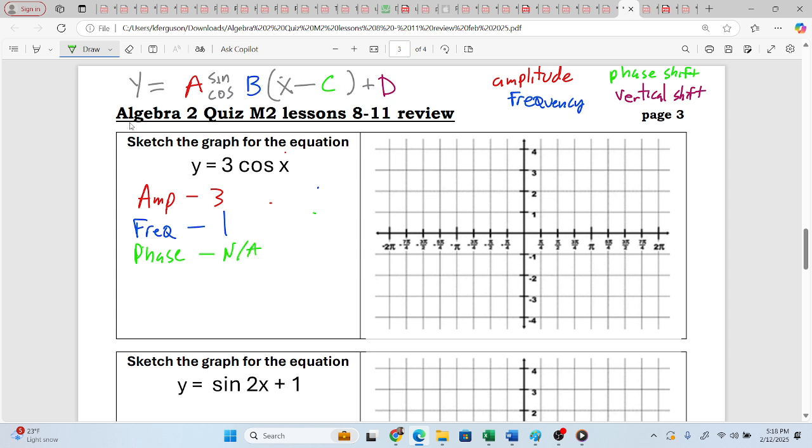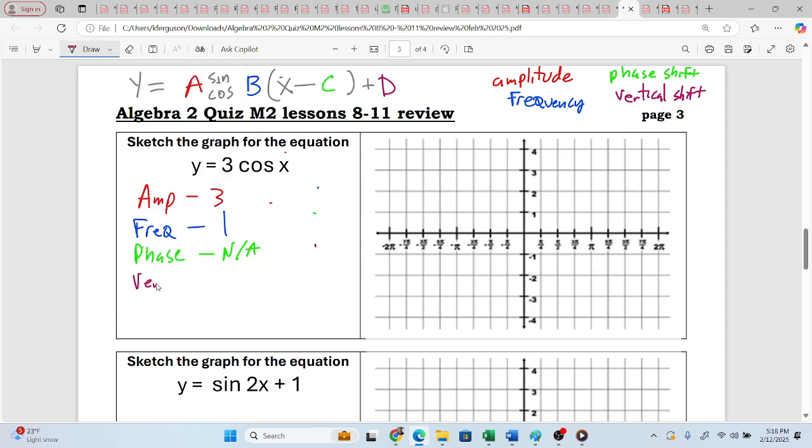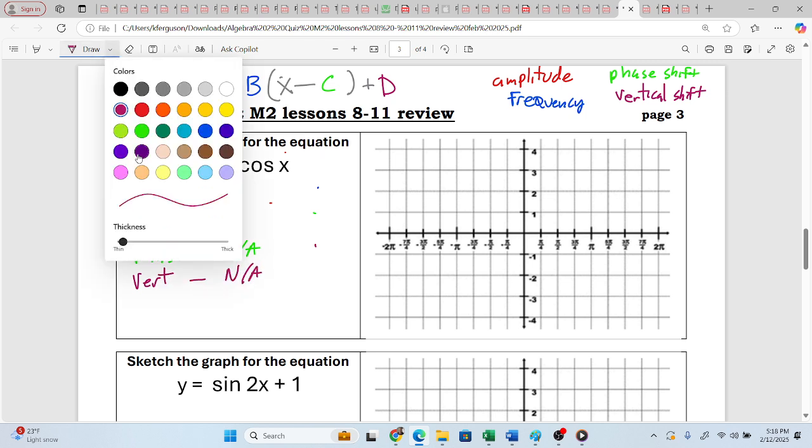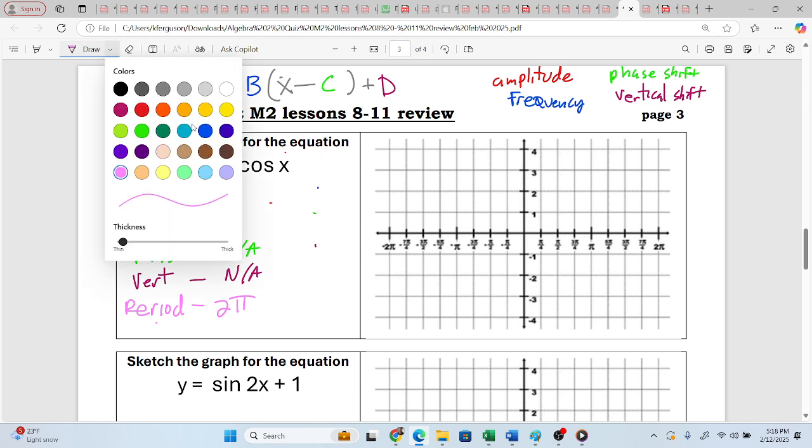And then is there a vertical shift? Nope. And then just to be thorough, what does that mean for the period? Well, it's 2 pi over 1, so it's 2 pi. So I need to draw a graph with all these things happening. So let's do that. Let's go with brown.